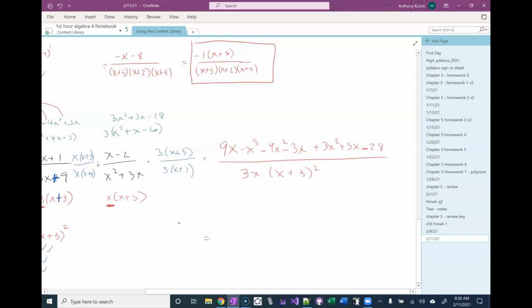Now we'll combine our like terms. So I have a negative x cubed. I have negative 4x squared and positive 3x squared, which just gives me negative x squared. Positive 9, negative 3, positive 3 gives me positive 9x. And then a minus 28.